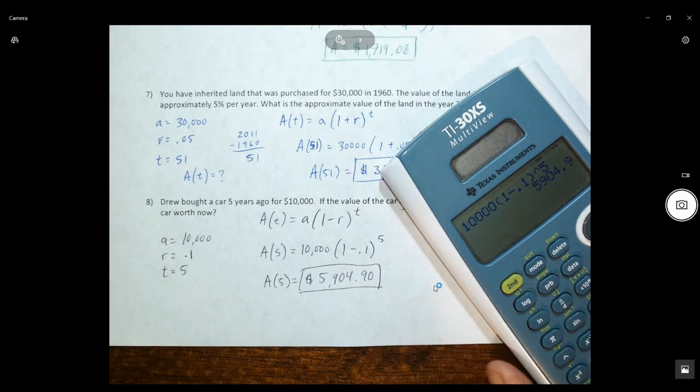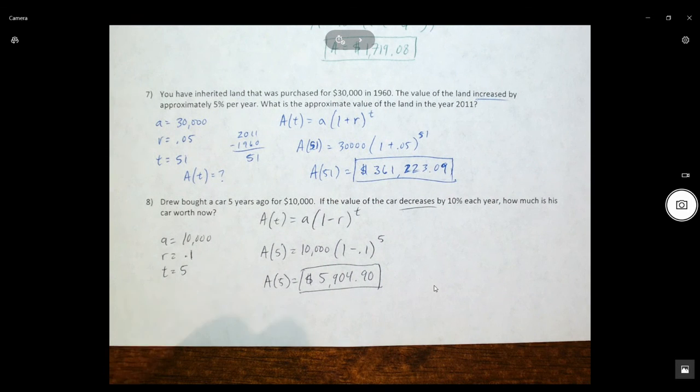Alright guys, that's the second section from test number 2.